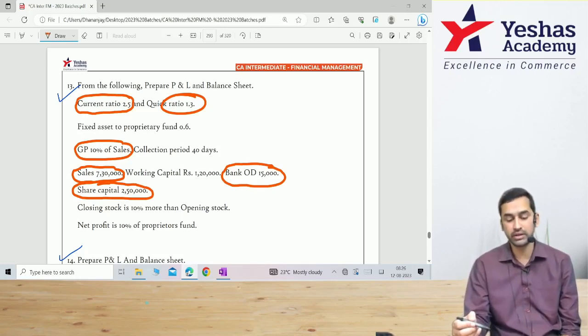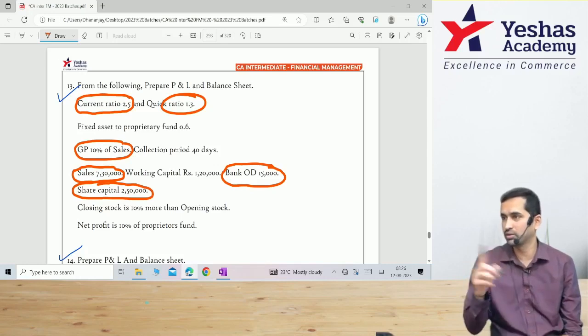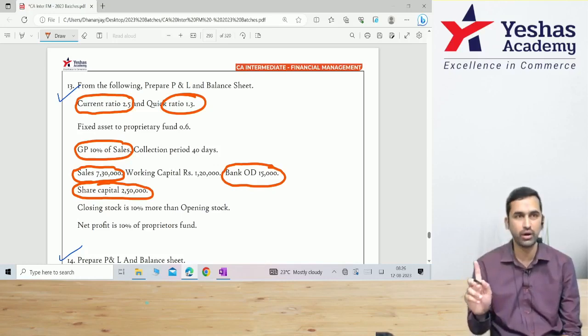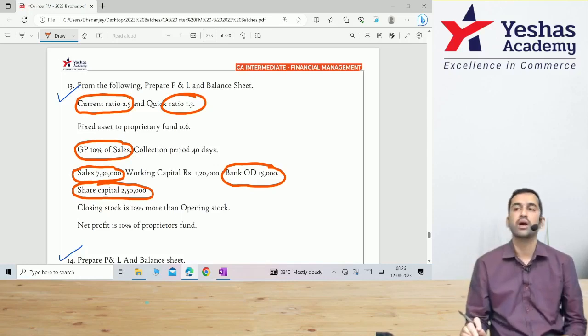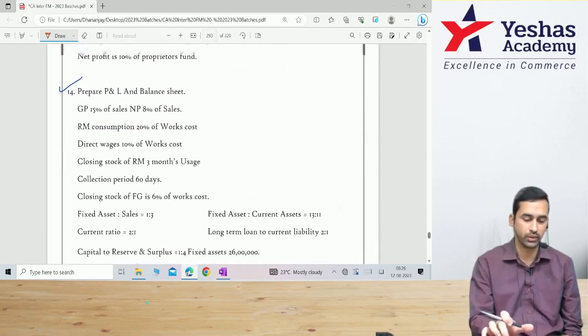Then they said net profit is 10% of proprietor fund. We don't even know net profit. So there is no way we can do the reverse working to get the proprietor fund or even the fixed asset number. Then how do we continue from here? Listen carefully.